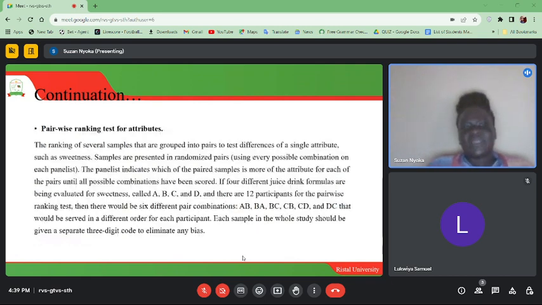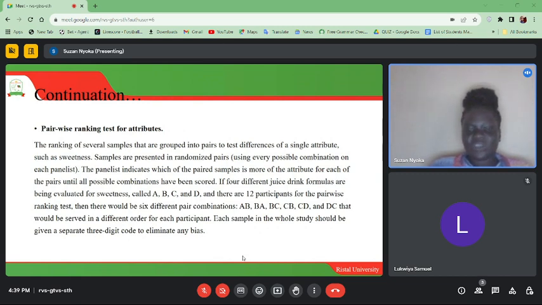The next example is pairwise ranking tests for attributes. The ranking of several samples that are grouped into pairs to test differences of a single attribute, such as sweetness. Our samples are presented in randomized pairs using every possible combination on each panelist. The panelist indicates which of the paired samples is more of the attribute for each of the pairs until all possible combinations have been scored.